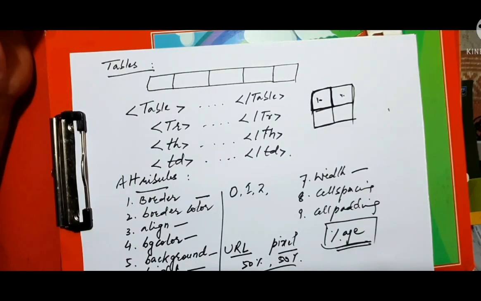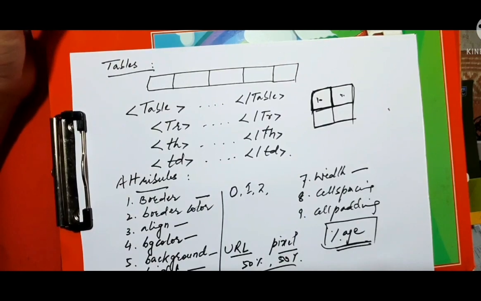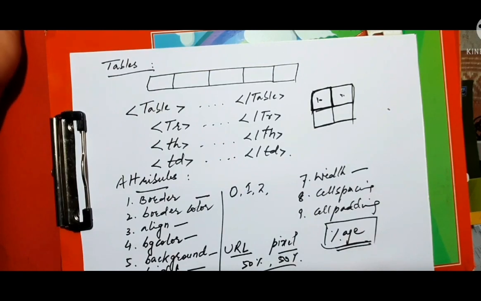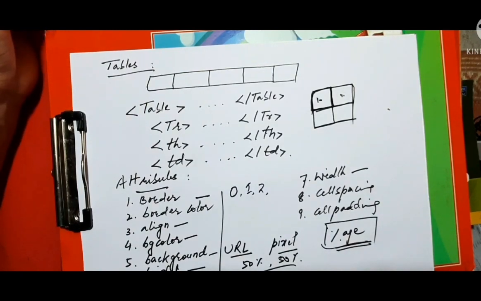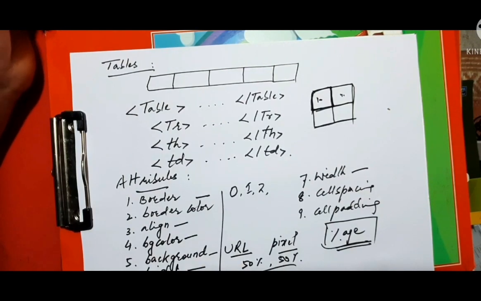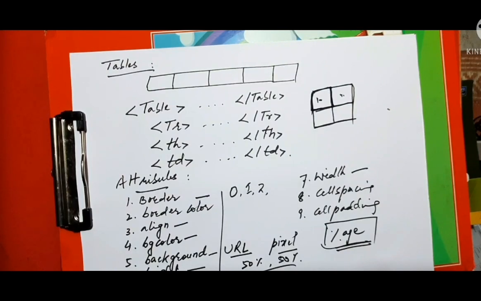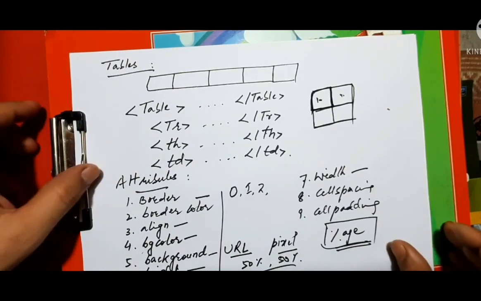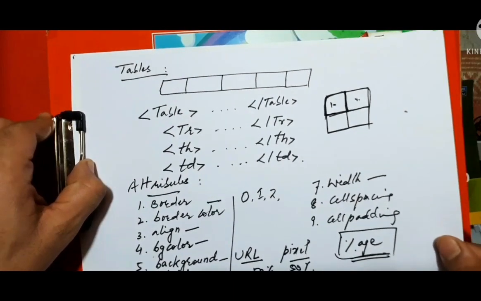Now these attributes are generally used with the table tag. Now tr and td tags also have some attributes of their own, besides these attributes. I'm not going into those attributes now. First of all, we will see how by using these tags we can create a simple table. So let's create one table.